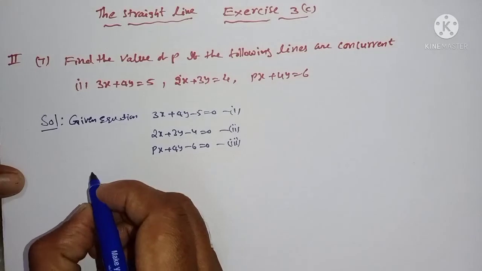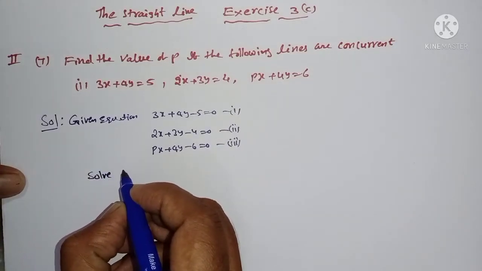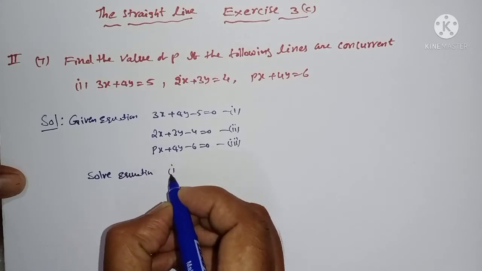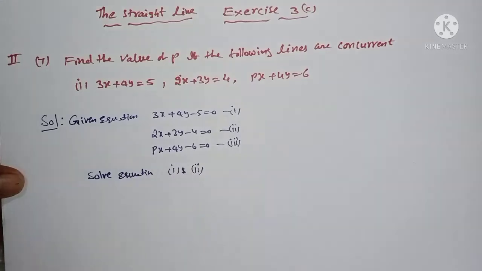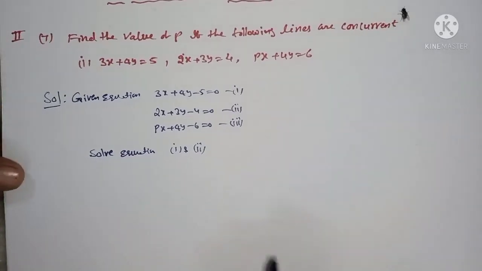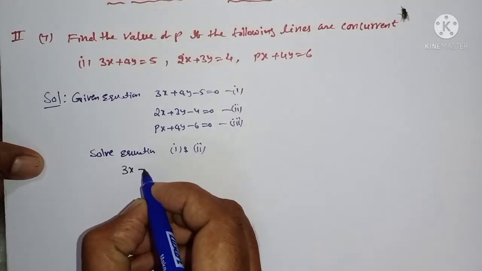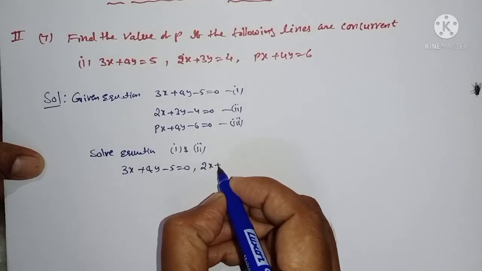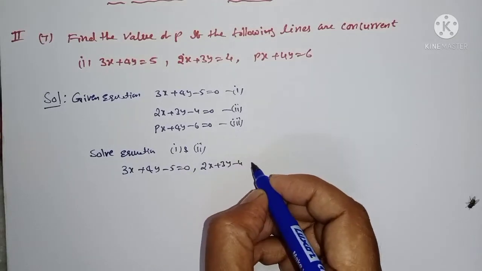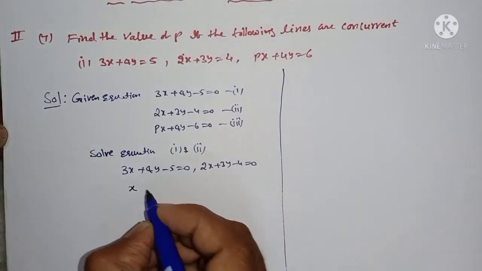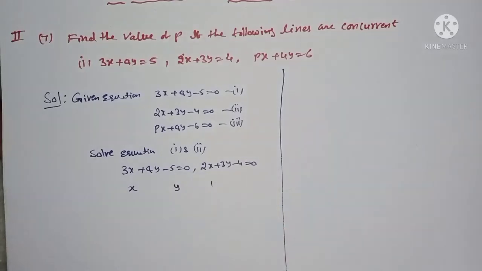Solve equations 1 and 2. You get the x comma y value. How can you solve? Observe here. You can write 3x plus 4y minus 5 is equal to 0 and 2x plus 3y minus 4 is equal to 0. You take the two equations. The method uses the x coefficient, y coefficient and constant.